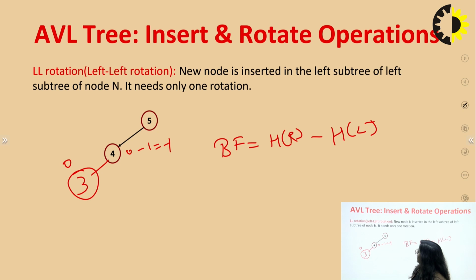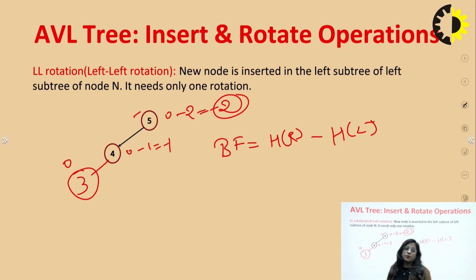Now comes the third node. This is your root node. Check the balance factor again. Here the height of right subtree is 0, and the height of left subtree is 2, so the answer is minus 2. A balance factor of minus 2 is outside the range of minus 1 to plus 1. So now our given AVL tree is an unbalanced tree, and we need to rotate here.